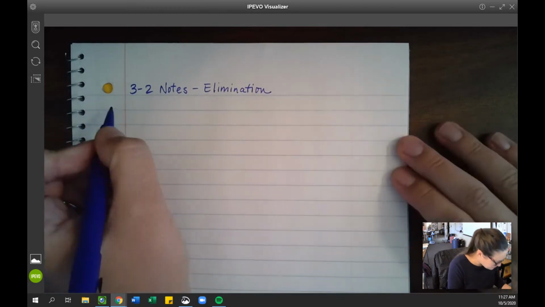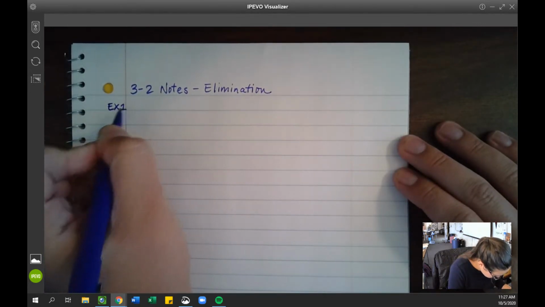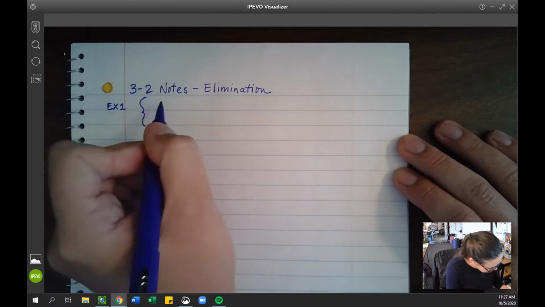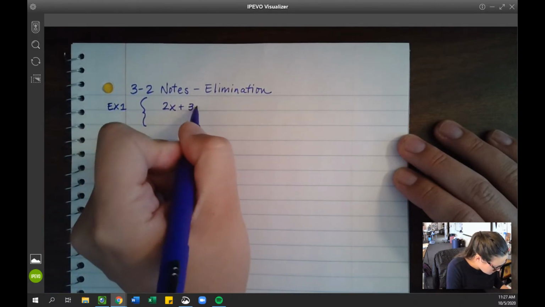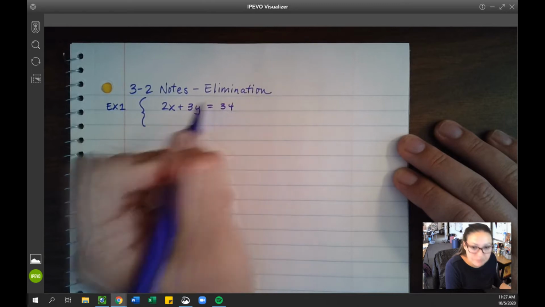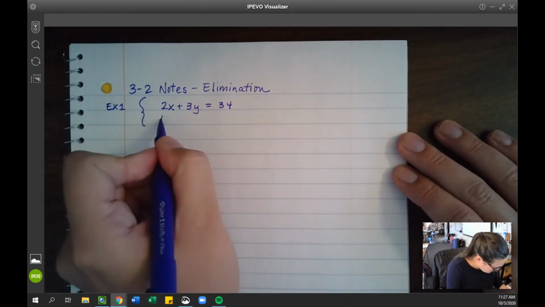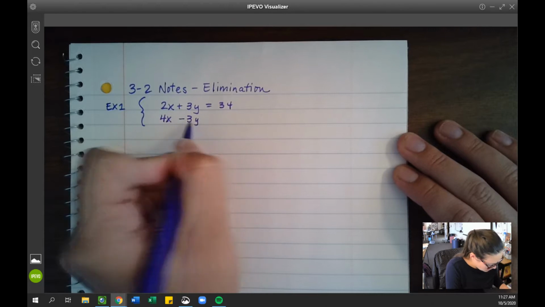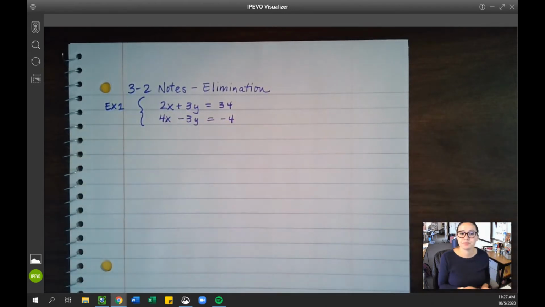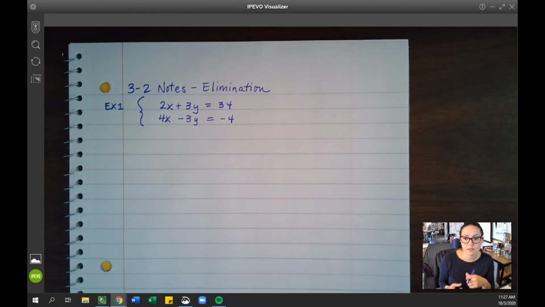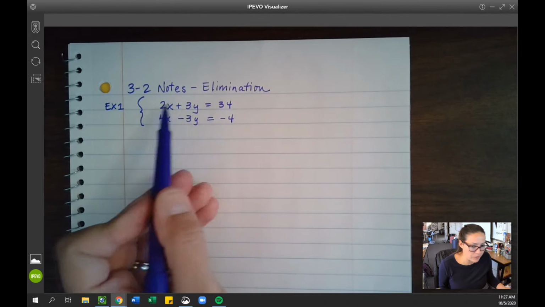So, for example, let's say I have this system: 2x plus 3y equals 34, and 4x minus 3y equals negative 4. Now, so far, the methods that we've learned are graphing, which, if I were to graph this, I would have to solve both of these equations for y, which I can do, but I just want you to think about what would happen if we solve for y. Like take this first one, for example.